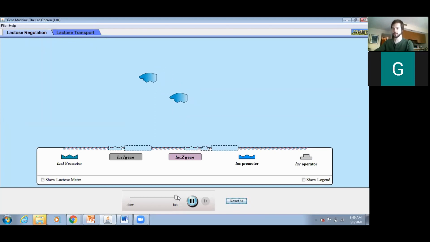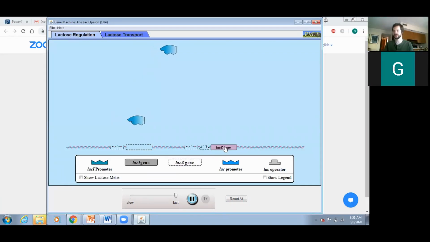So first and foremost, the actual gene that codes for lactase, the actual functional gene that produces a protein, is the LacZ gene. Why is that not working? That's so weird. Okay. Either way, let's go ahead and get back into it. I'll cut that out.